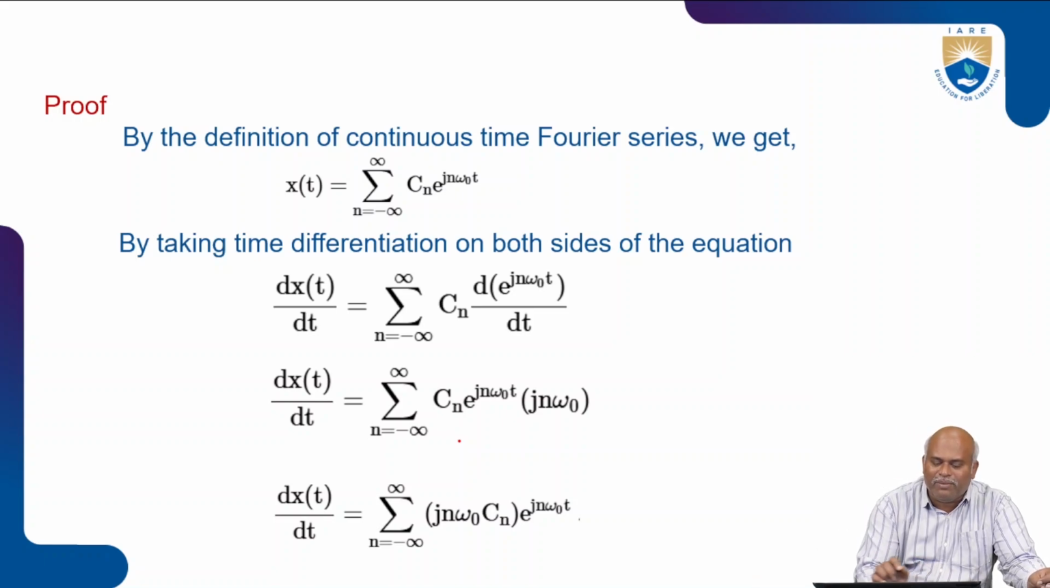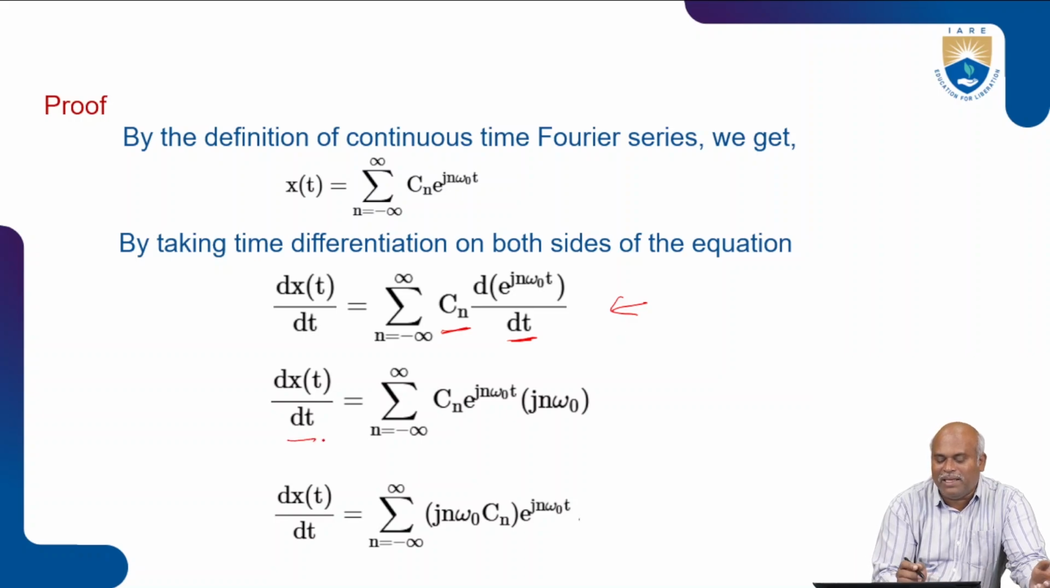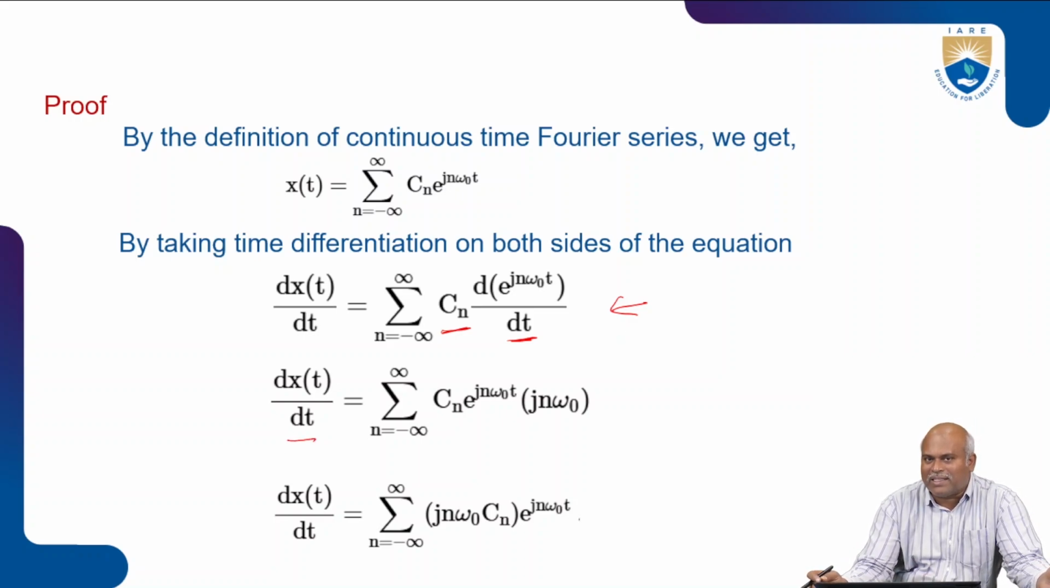Now I take both sides and differentiate with time. So the left side I should write as d by dt x of t is equal to summation n equal to minus infinity to plus infinity c of n. This is a constant, so we can't do anything with it. So we take out the c of n. Then the differentiation is going to happen with respect to time, so d by dt of e power jn omega 0 t. Now only the right side is possible to differentiate, but the left side will be represented as the statement d x of t divided by dt.